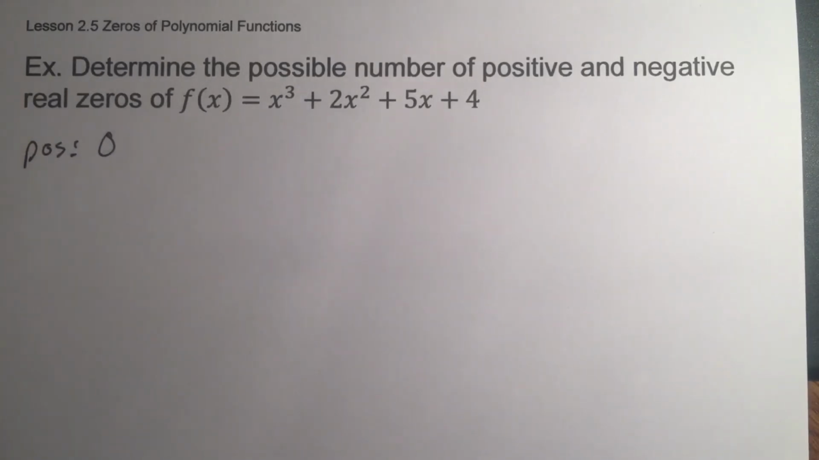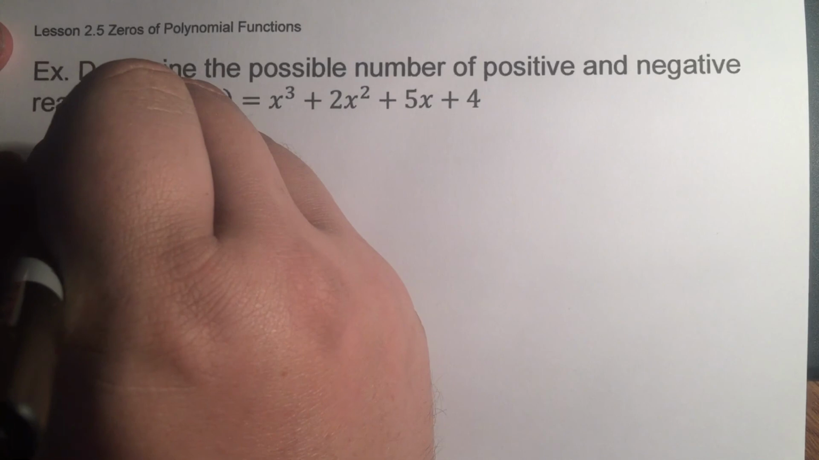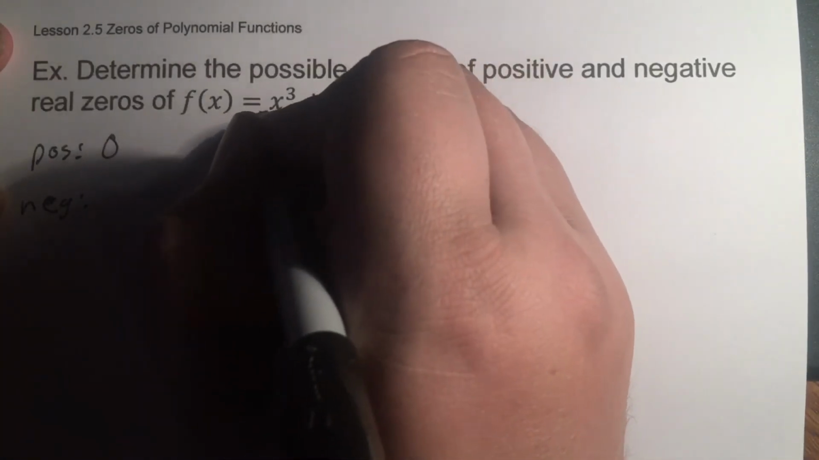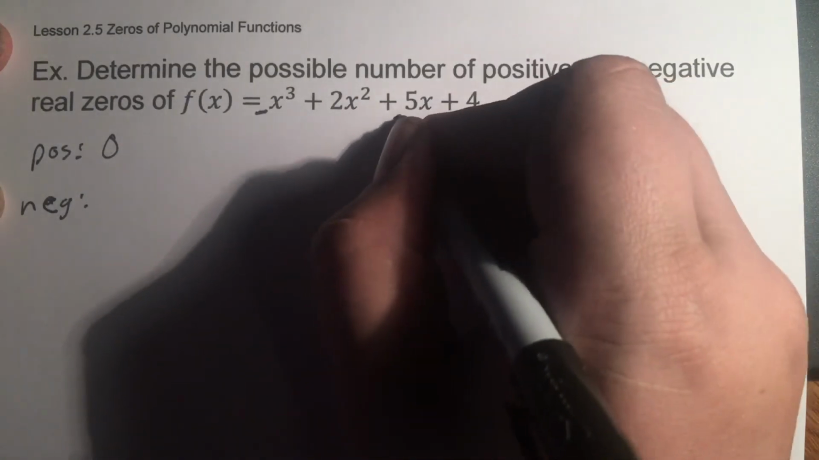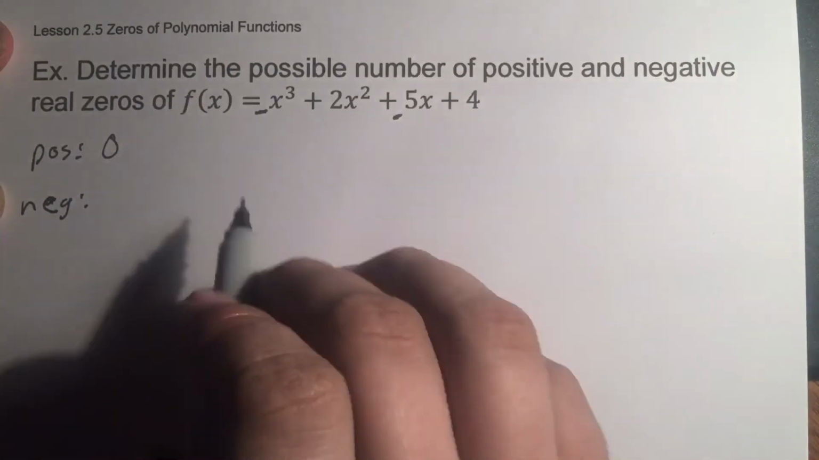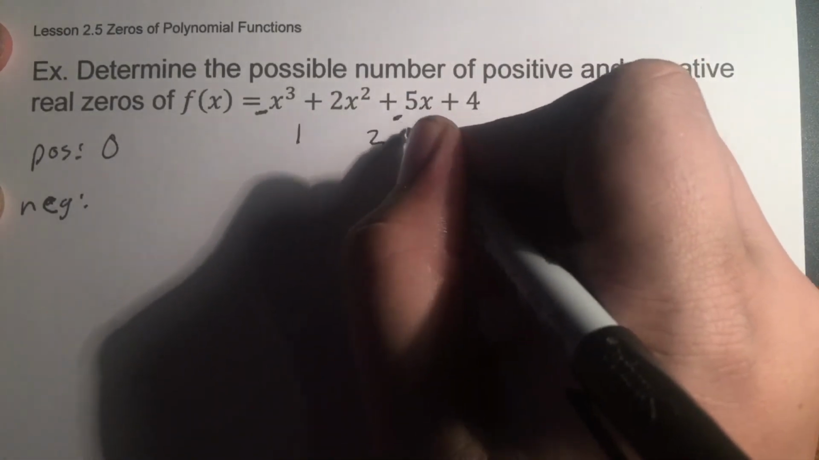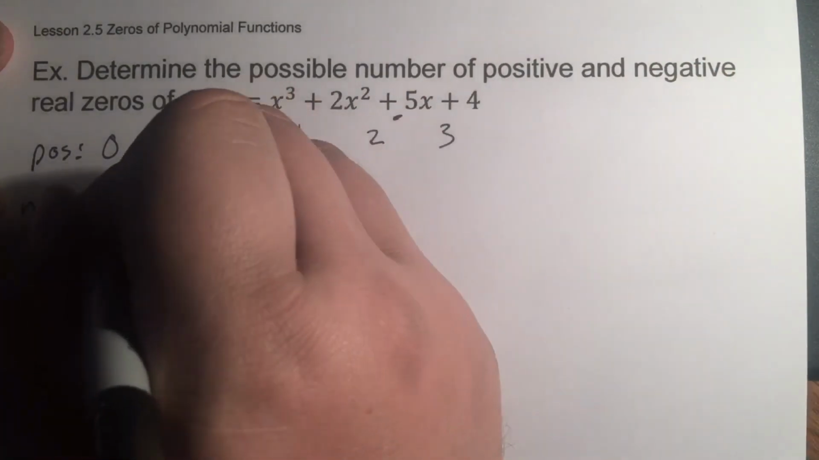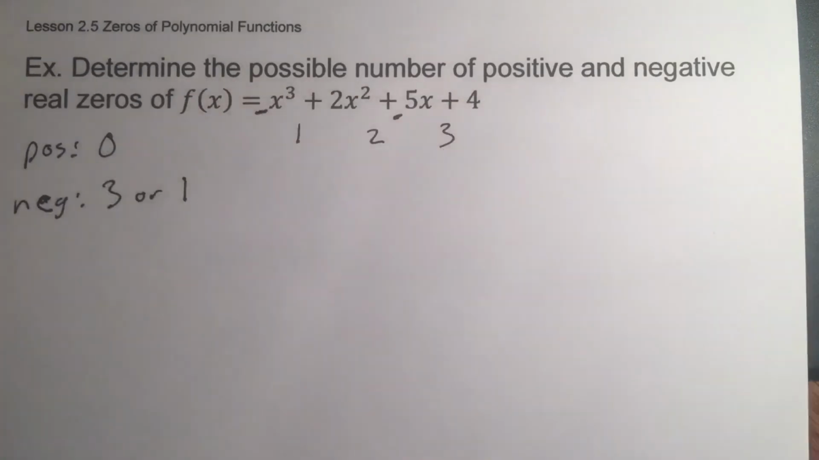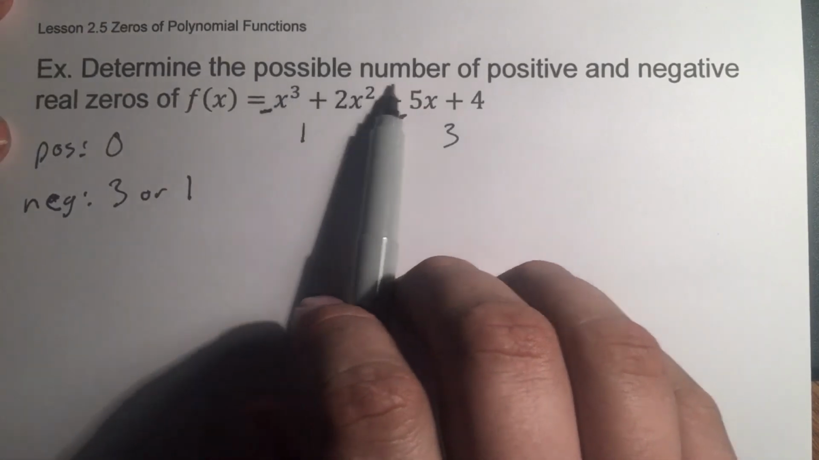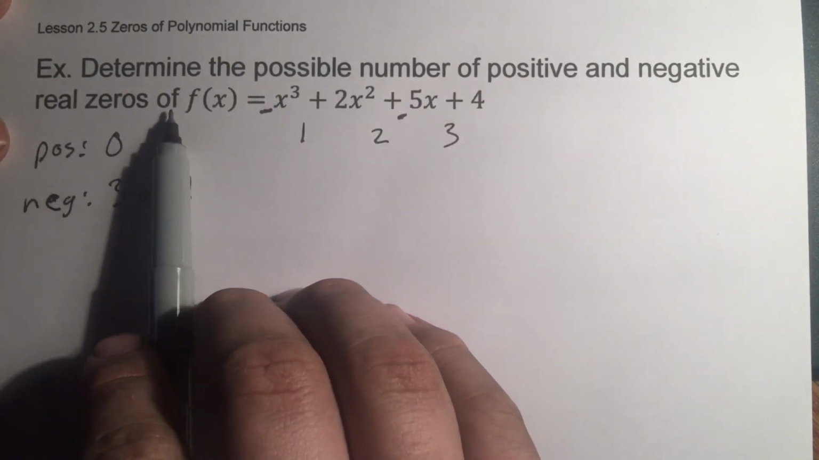We would only go through and check negative ones as long as we have a negative one. So odd, that would be a negative, even wouldn't change, odd, it would change, and a constant wouldn't. So negative to positive is 1, positive and negative is 2, negative positive is 3. So there's going to be 3 or 1, sorry. So this is what's possible for positive and negative real zeros.